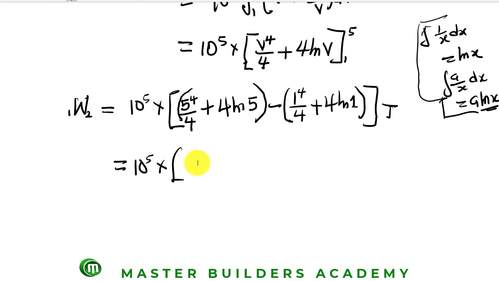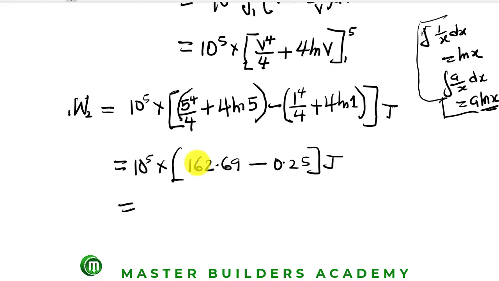inside this first bracket into your calculator, and we're going to have 162.69, then minus, when we do the same to this other side, we'll have 0.25 in joules. I hope you get that clear. So 5 raised to the power of 4 over 4 plus 4 ln 5 will give us 162.69, and then 1 raised to the power of 4 over 4 plus 4 ln 1 will give us 0.25.